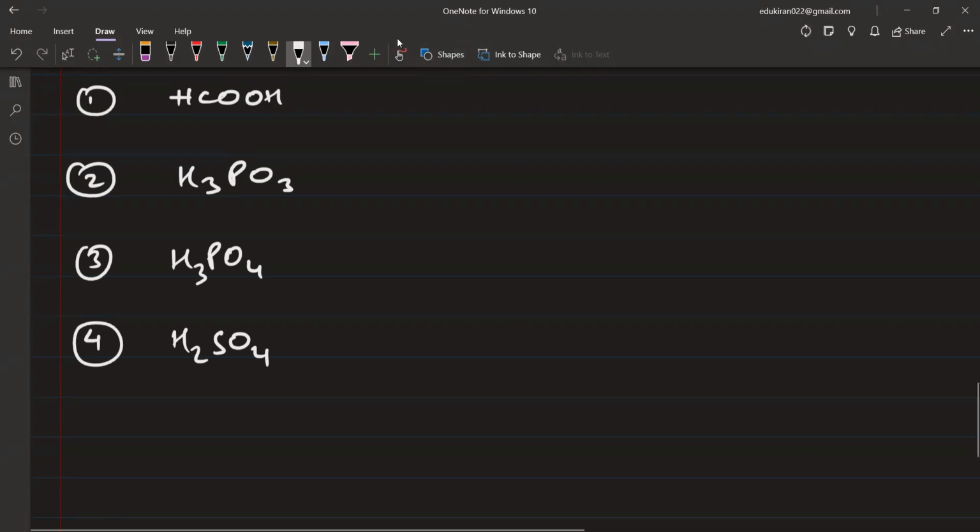Now here if you see there is something common: as you can see we have hydrogen and oxygen and there is a non-metal. Can you see it? Yes or no Iram? All have hydrogen and oxygen, only the non-metal changes, right? Here we have carbon, here we have phosphorus, here we have phosphorus and here we have sulfur. Is that right Iram? Yes.